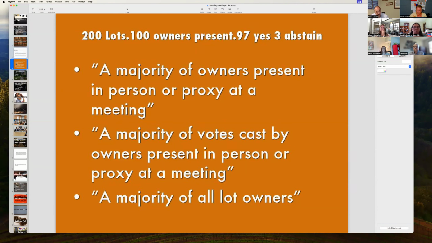Yeah. Now, let's say instead the documents say, in order to be approved, a majority of votes cast by owners present in person or by proxy at a meeting. This is where I'm trying to trick you because of these abstentions.